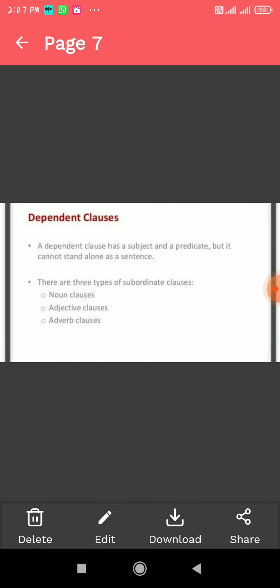Dependent clause. Well, a dependent clause has a subject and a predicate. Now, what is subject and predicate? In each and every sentence, there is a subject as well as a predicate. After the subject, there is a verb, and the rest of the part is called the predicate. But a dependent clause cannot stand alone as a sentence. There are three types of subordinate clauses: noun clauses, adjective clauses, and adverb clauses.